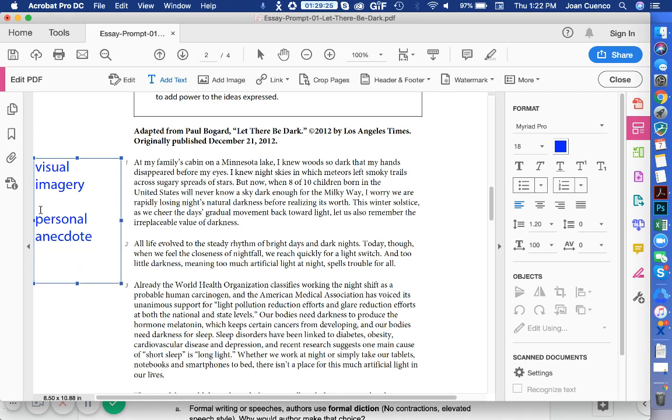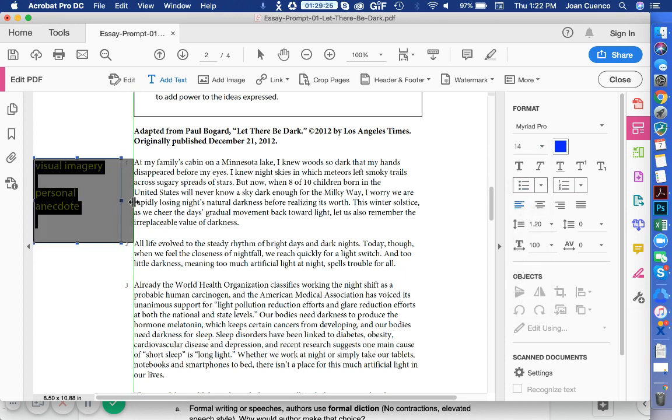Okay, and then he's got, but now, so let's continue. But now when 8 of 10 children born in the United States will never know a sky dark enough for the Milky Way, I worry we are rapidly losing night's natural darkness before realizing its worth. This winter's solstice, as we cheer the day's gradual movement back toward light, let us also remember the irreplaceable value of darkness. Okay, so I'm going to make my typeface a little smaller so I can fit more notes in here. Okay, so I also saw he actually uses statistics as well, the 8 out of 10 children.